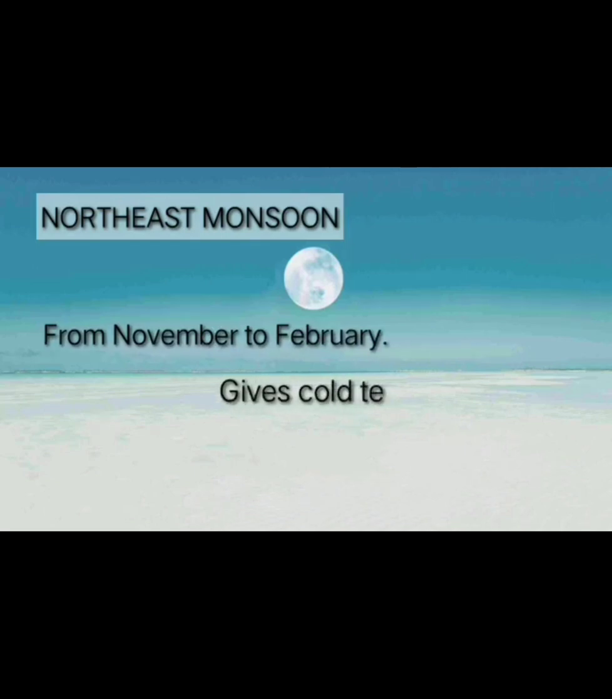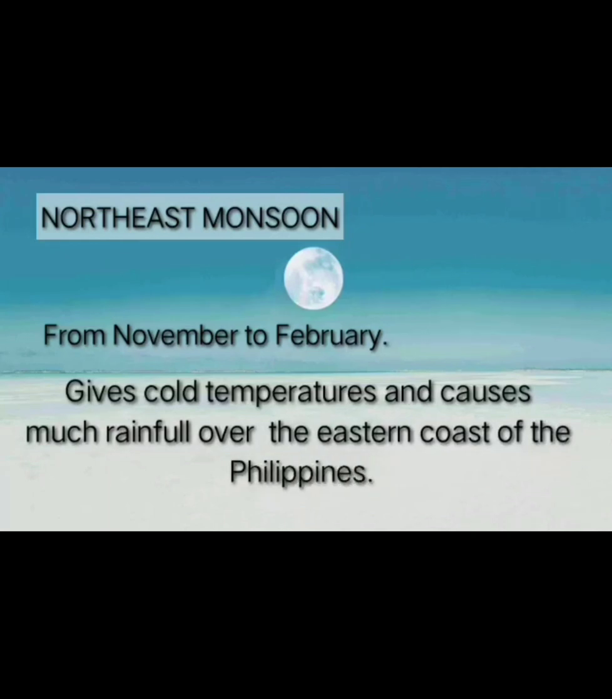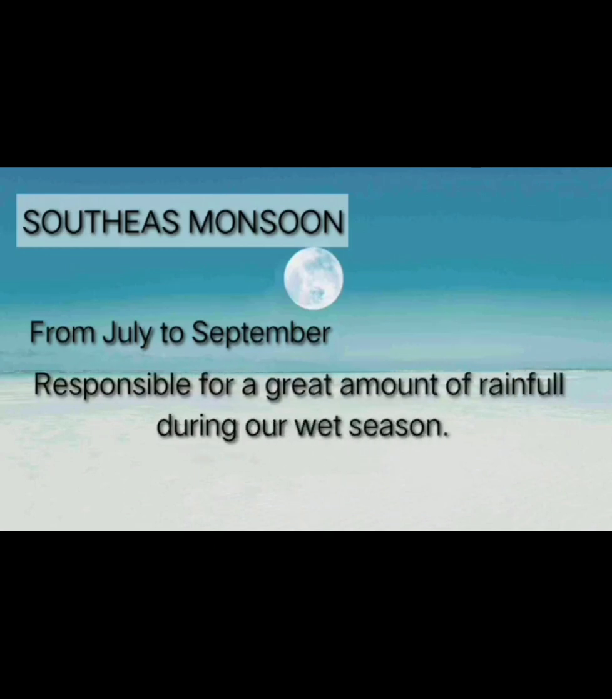Number one is the northeast monsoon. Northeast monsoon from November to February gives cold temperature and causes much rainfall over the eastern coast of the Philippines. And number two is the southwest monsoon from July to September, responsible for a great amount of rainfall during the wet season.